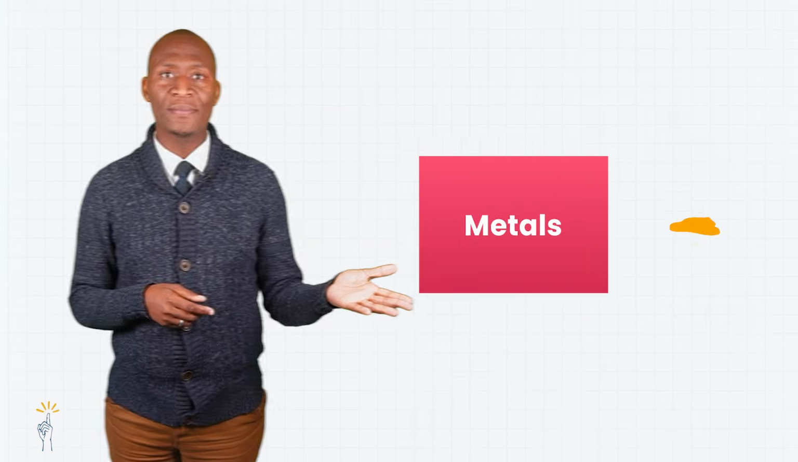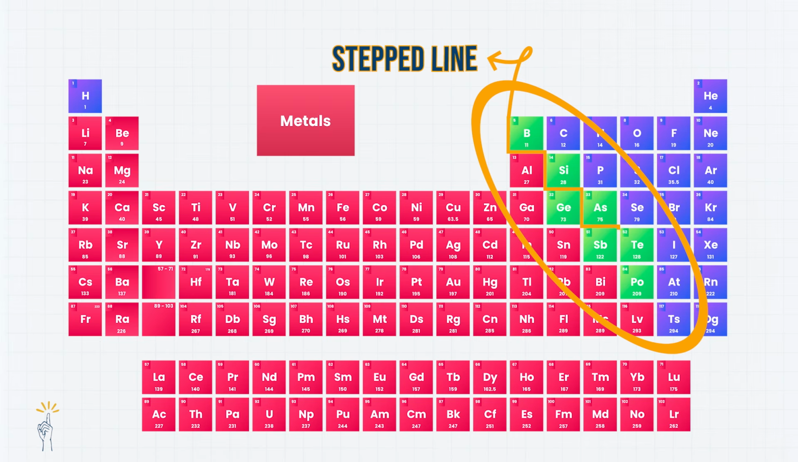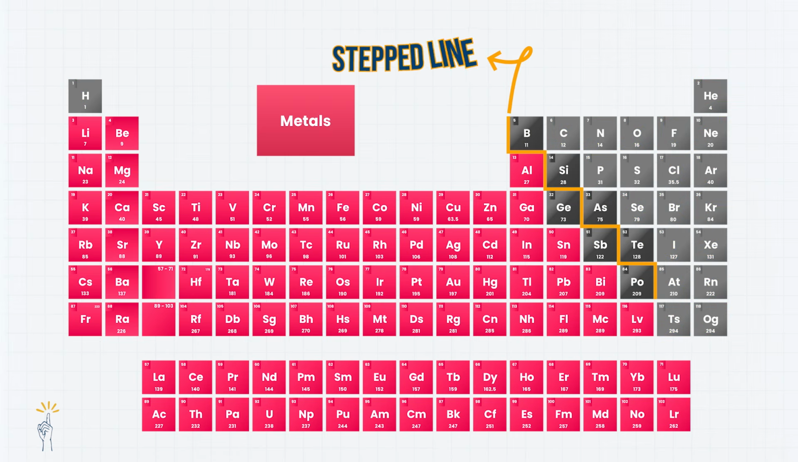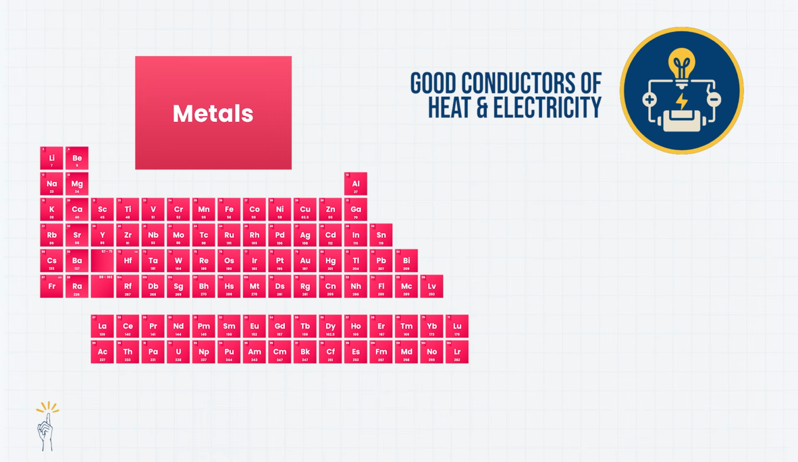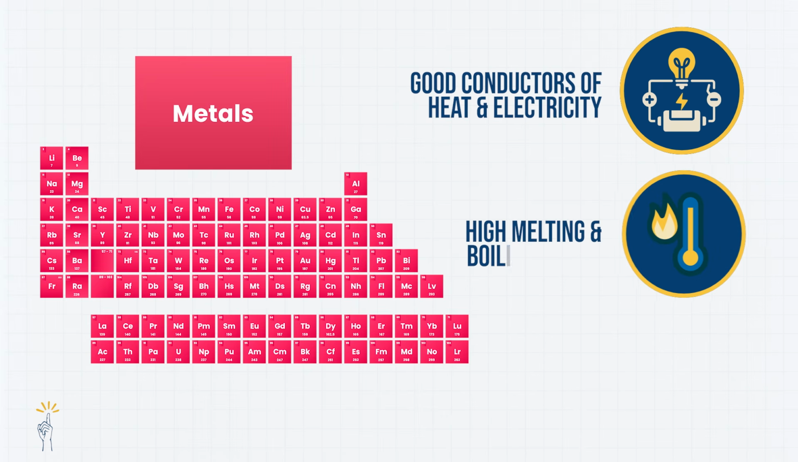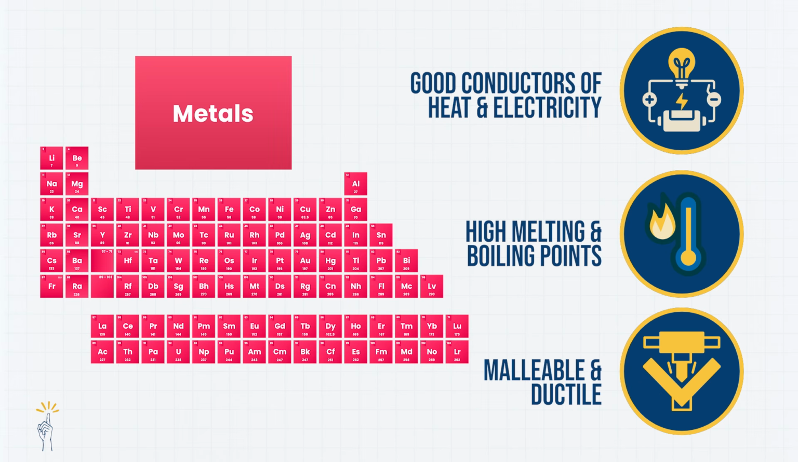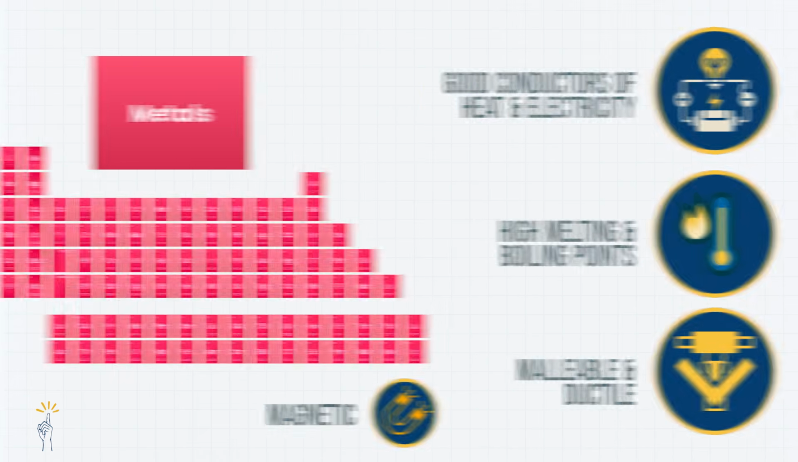Well done, grade 8s. So what have we learned thus far? We will start with the properties of metals. Metals are on the left of the step line, and they are good conductors of heat and electricity. They have high melting and boiling points and are also called malleable and ductile. Some metals are also magnetic.